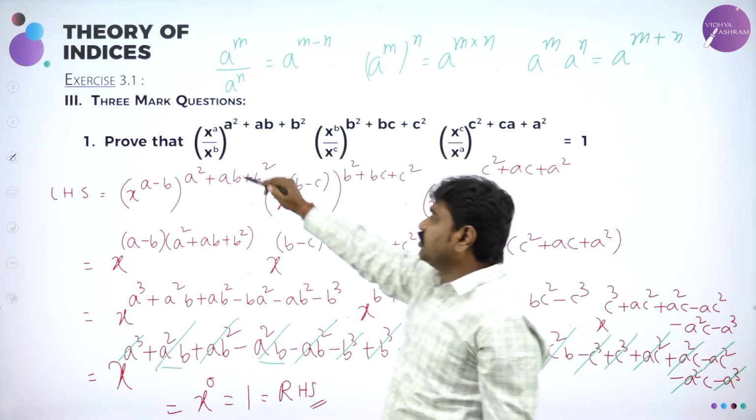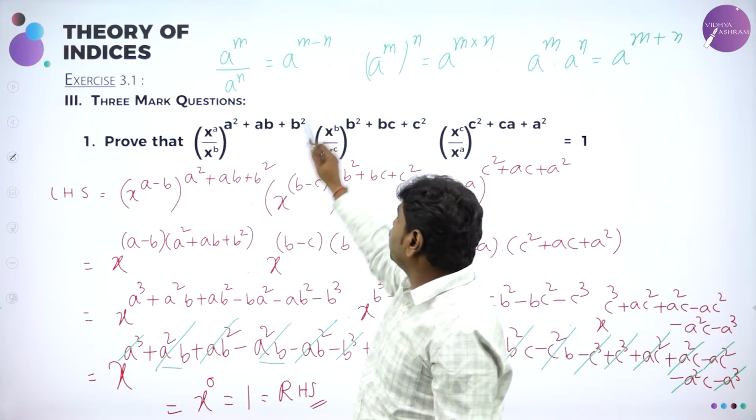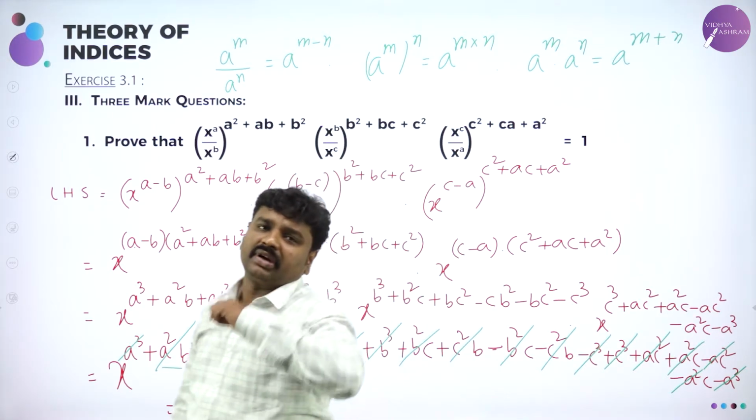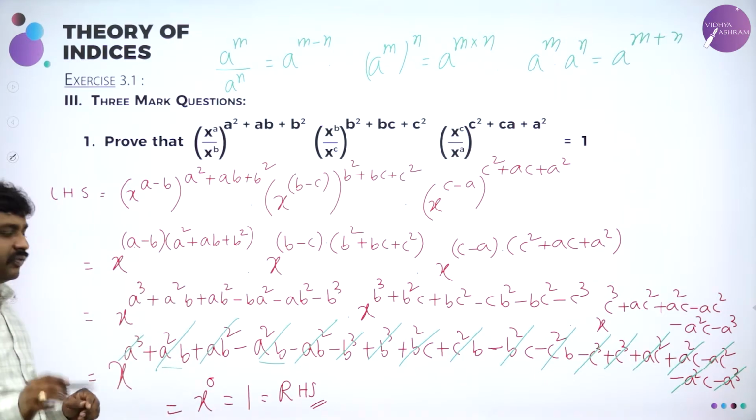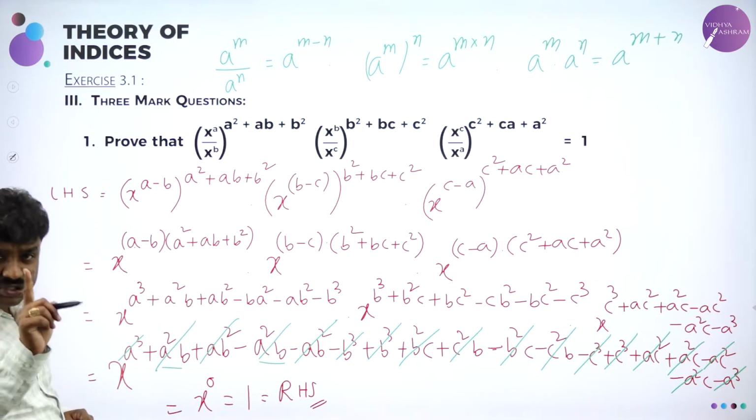So like that, first we used a^m by a^n, then we used (a^m)^n, then we used a^m into a^n. We simplified and we finally get x^0. Anything power 0 is what? 1.